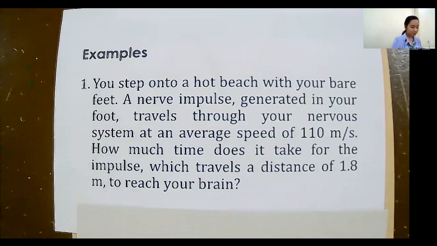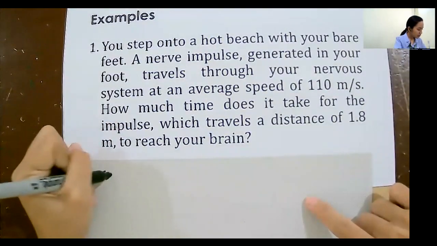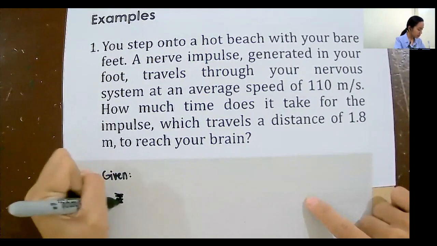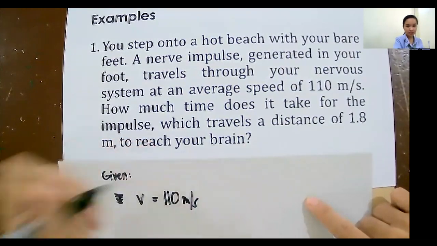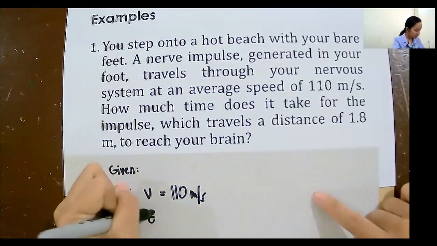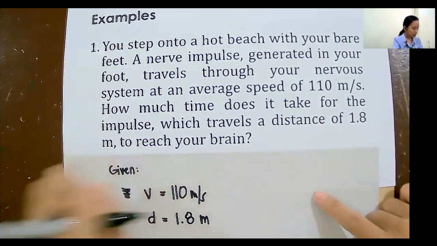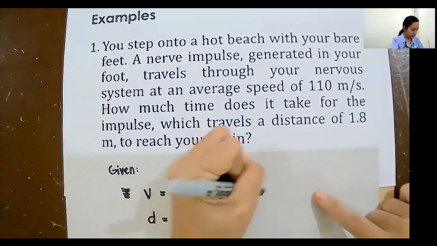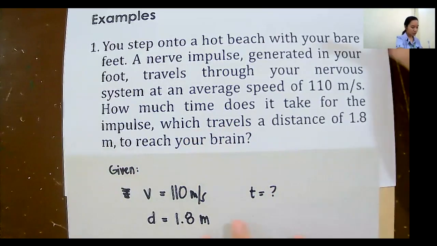In this case, first you have to write your given. Your given is the average speed, V, equal to 110 meters per second. The other one is your distance, D, equal to 1.8 meters. And what we are looking for is your time: how much time does it take for the impulse to reach your brain?